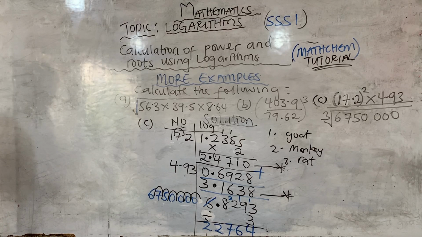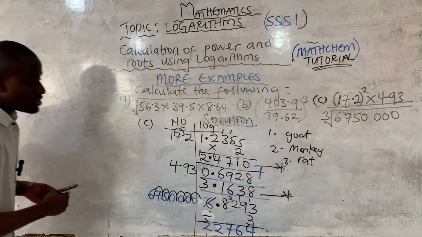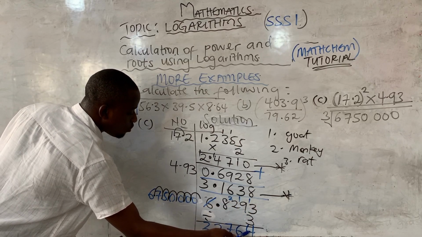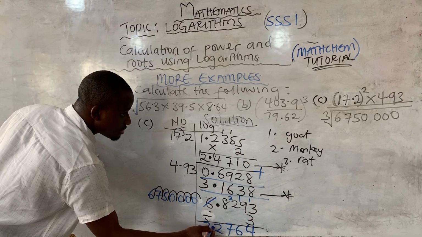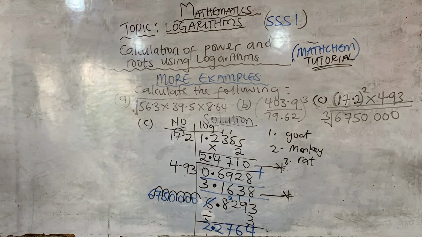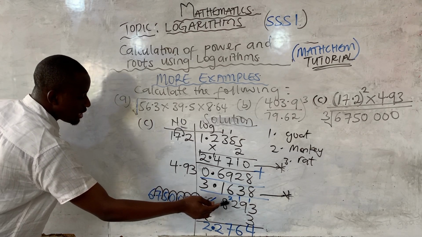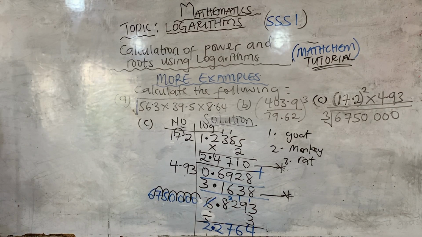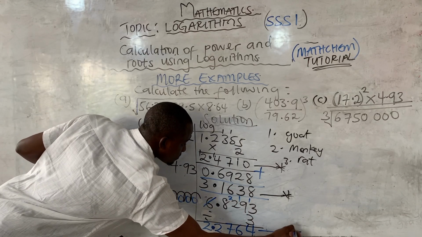So where will I put my decimal point? My decimal point will be, count this number, 1, 2, 3, 4. Then I will count here as 1, 2, 3, 4. My decimal point will be here. So I have it as 2.2764. So having it like that, what would I do next? When I divide 6.8293 by 3, I have it as 2.2764. Let me also asterisk this.